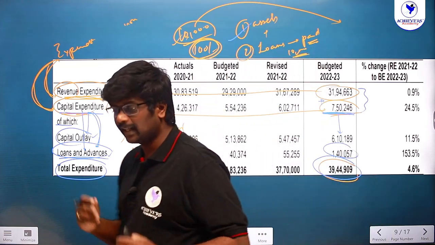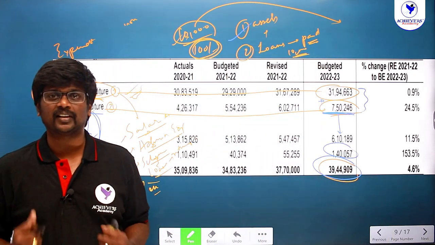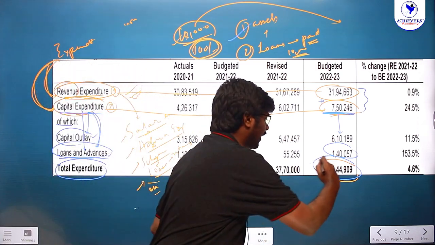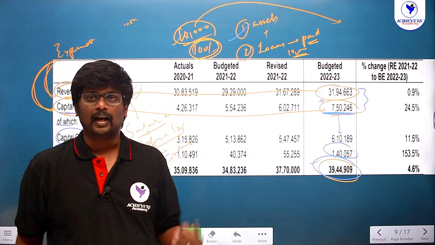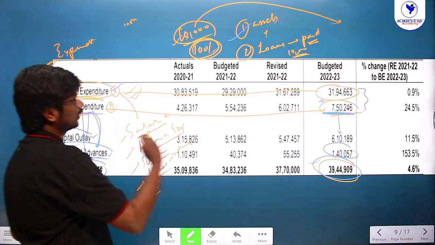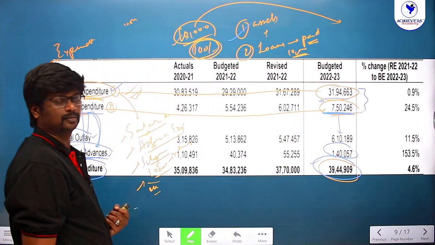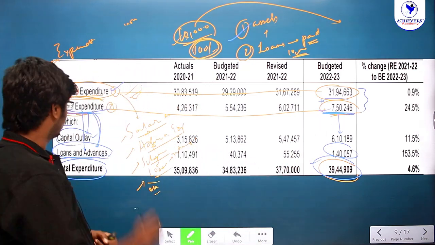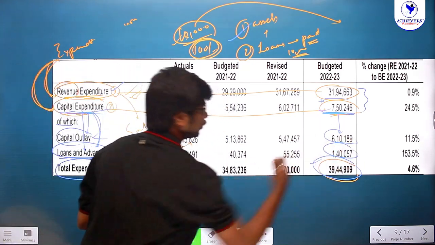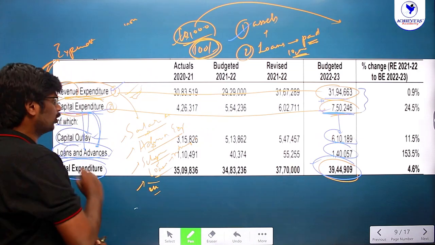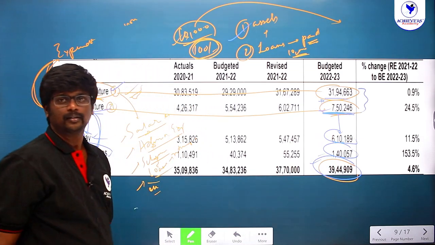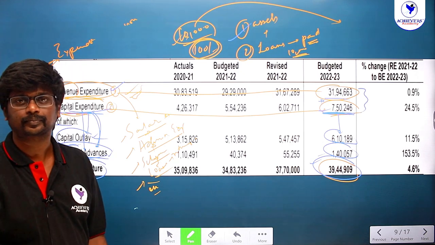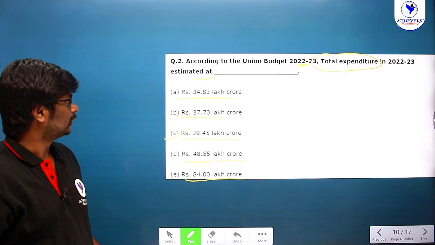So Indian budget for the year 2022-23 anta ante 39 lakh crores. Andulo revenue expenditure anta 31 lakh crores. Capital expenditure anta 7.5 lakh crores. Capital outlay anta 6.1 lakh crores. Loans and advances anta 1.4 lakh crores. Okay.